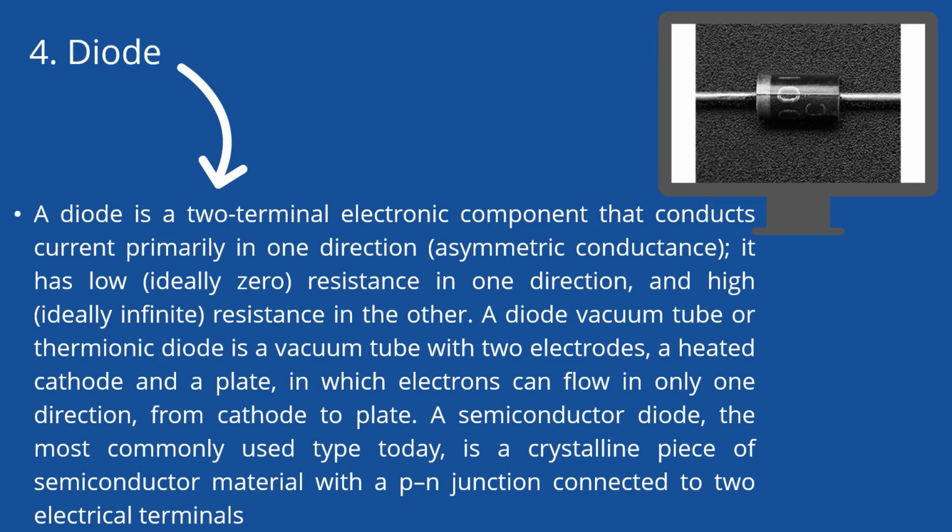A semiconductor diode, the most commonly used type today, is a crystalline piece of semiconductor material with a PN junction connected to two electrical terminals.